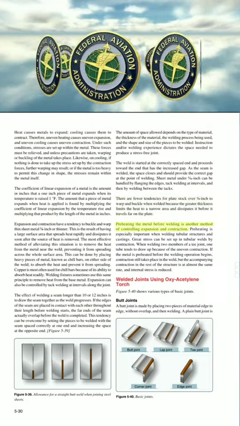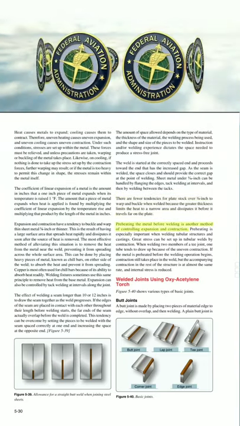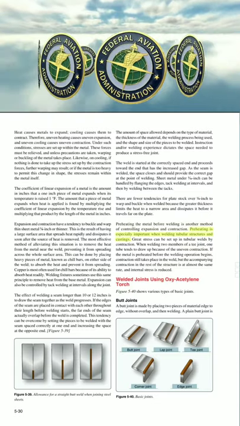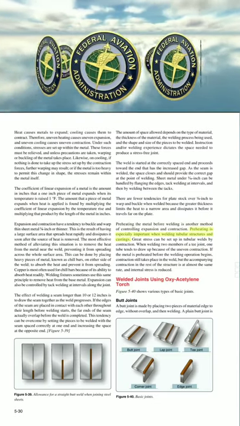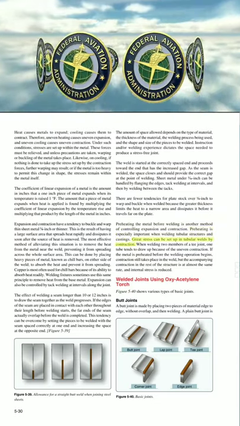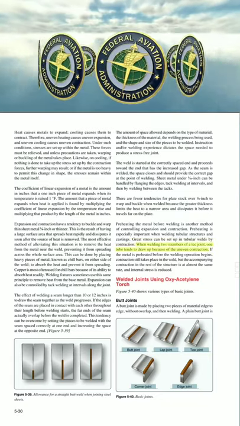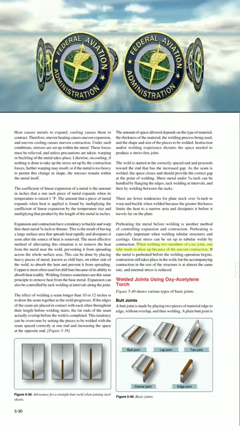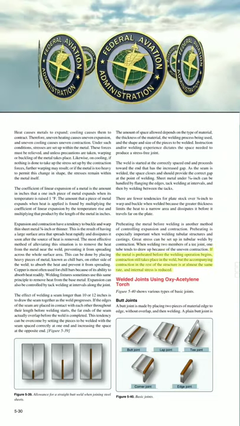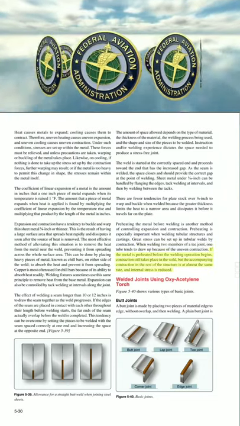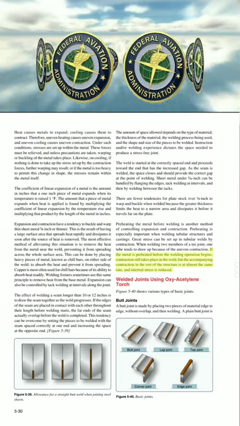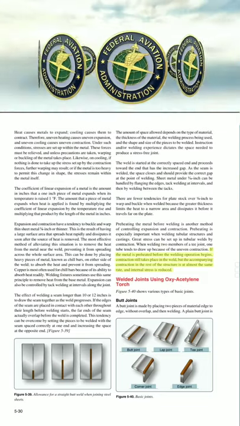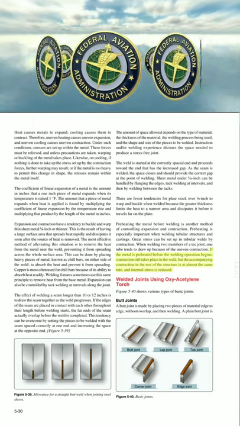Preheating the metal before welding is another method of controlling expansion and contraction. Preheating is especially important when welding tubular structures and castings. Great stress can be set up in tubular welds by contraction. When welding two members of a T-joint, one tube tends to draw up because of the uneven contraction. If the metal is preheated before the welding operation begins, contraction still takes place in the weld, but the accompanying contraction in the rest of the structure is at almost the same rate, and internal stress is reduced.